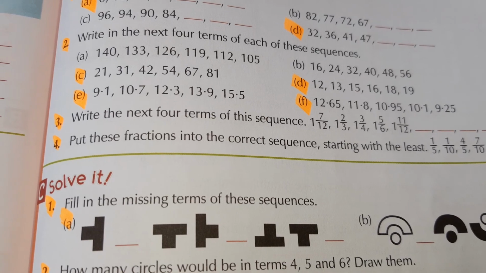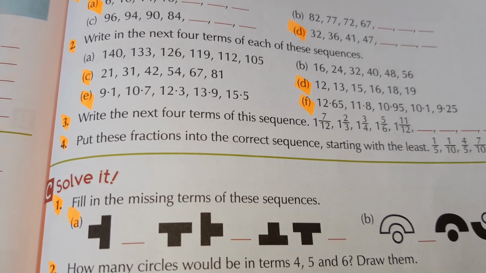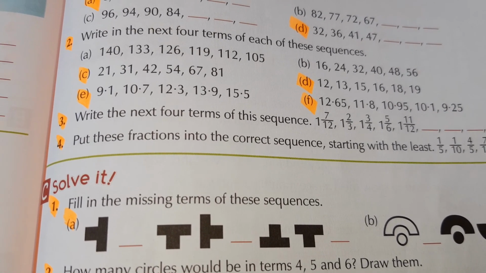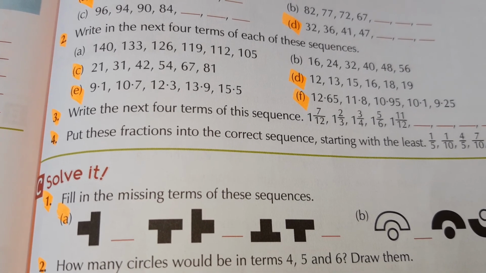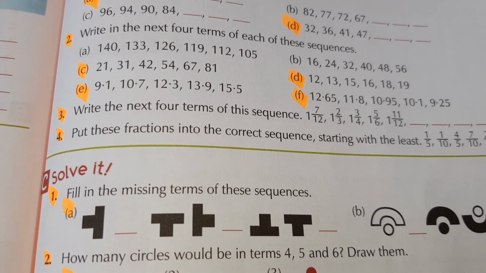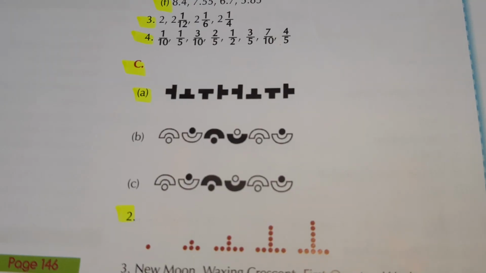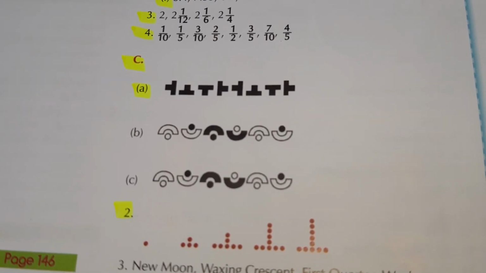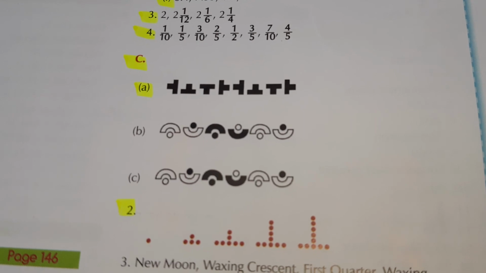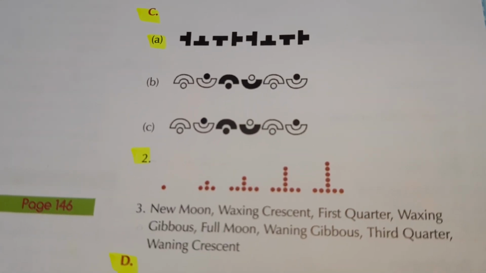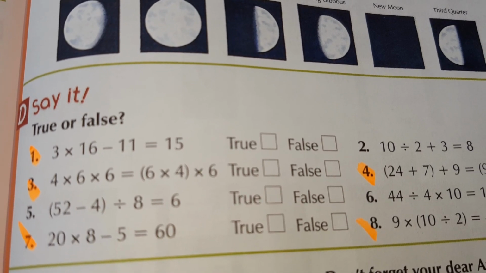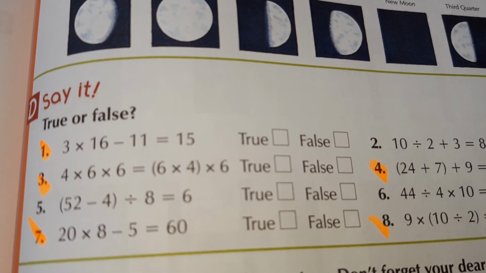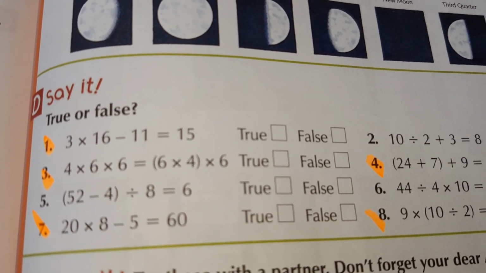And number 3, 2, 2 and 1/12, 2 and 1/6, 2 and 1/4, and 4, 1/10, 1/5, 3/10, 2/5, a half, 3/5, 7/10, and 4/5. And C, I gave you A to do, that's the pattern in A. And number 2, that was what the extended pattern looked like there. And part D, the true or false. 1 was false, 3 was true, 4 was true, 7 was false, and 8 was true.